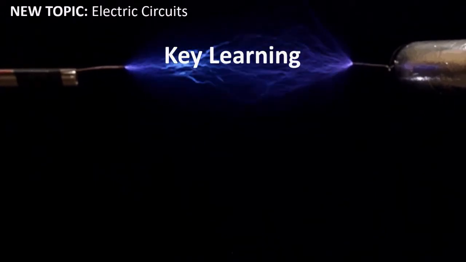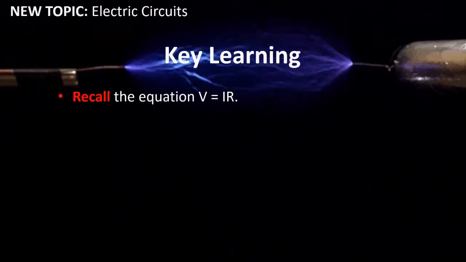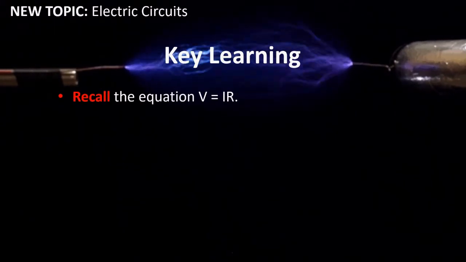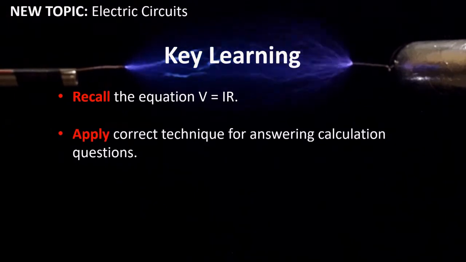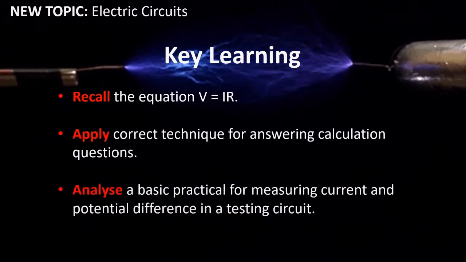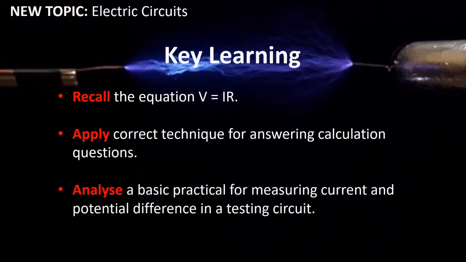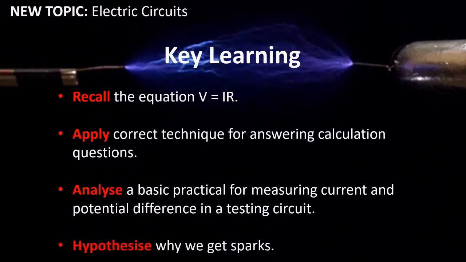Your key learning for today is: you should be able to recall the equation V equals IR, apply the correct technique for answering calculation questions, analyze a basic practical for measuring current and potential difference in a testing circuit, and hypothesize why we get sparks.